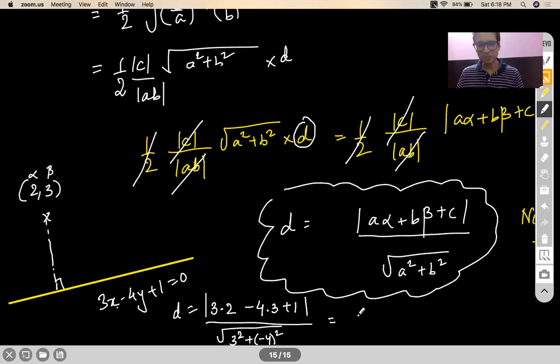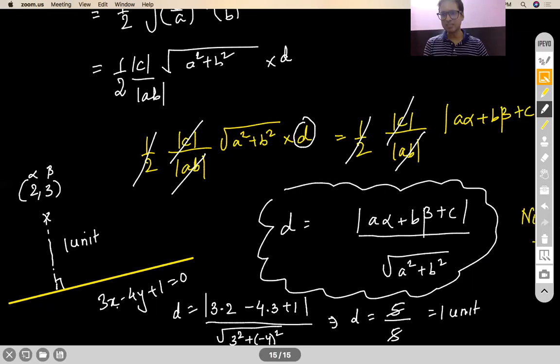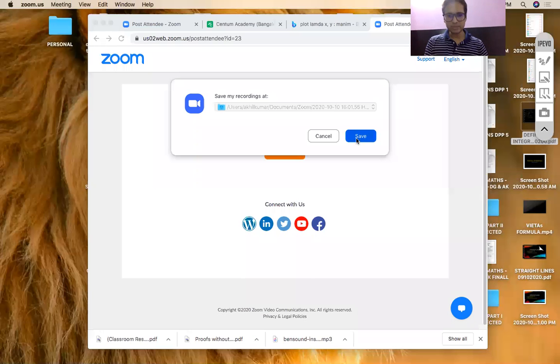So your D value would be 6 minus 12 plus 1, which is actually going to be minus 5. Okay, correct? Mod of that divided by 5, that is 1 unit. So the distance of this point would be 1 unit from this line. Okay, I'll quickly show this on GeoGebra also to you so that you are convinced that this formula is giving you the right results. So where is my GeoGebra?